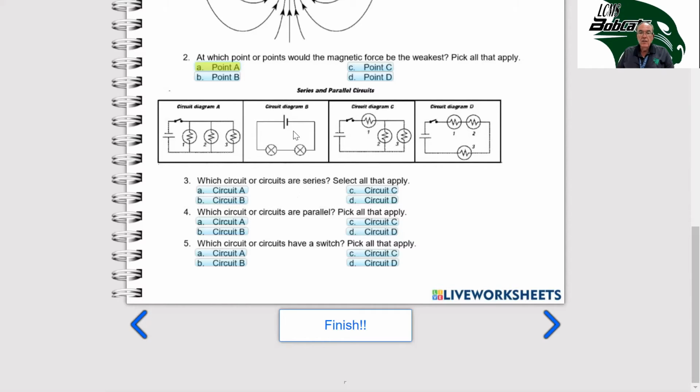So which circuits are series? B is a series circuit and D is a series circuit. Well, if those two are the ones that are series, then the other two, A and C, are the parallel ones. Which circuits have a switch? Well, this one has one that looks like a door, so it's a switch. C has a switch, and B has a switch.